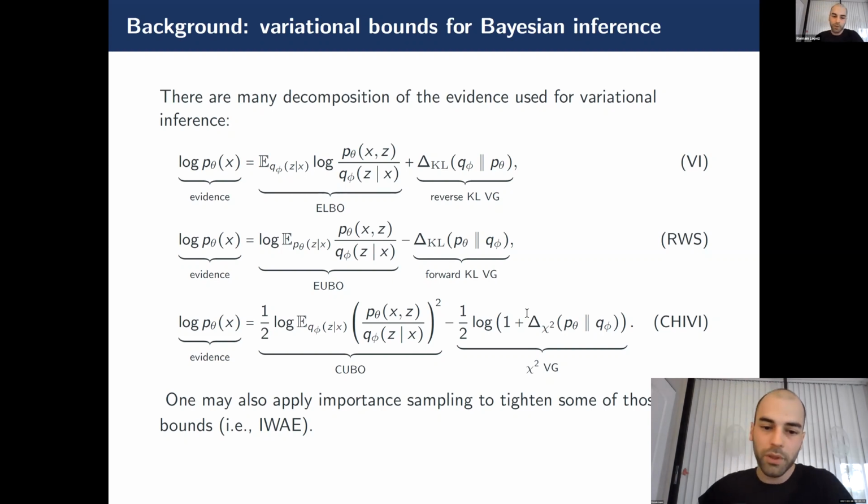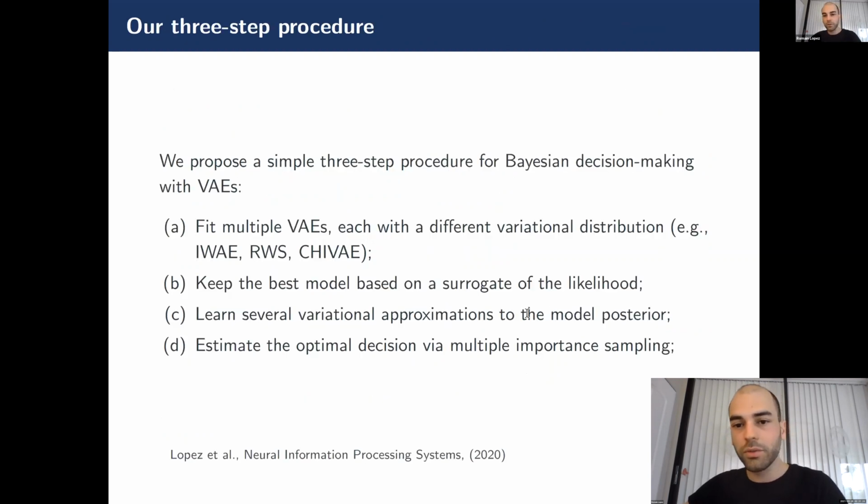So we came up with a procedure to bring those ideas into VAEs. What we can do for hypothesis testing with those VAEs is first we fit multiple VAEs, each with a different variational distribution. We keep the best model based on held out likelihood or any other surrogate. Then for this model, we refit again. We keep the model fixed and we learn different variational distributions. And then we use multiple importance sampling to combine all of those proposals together.